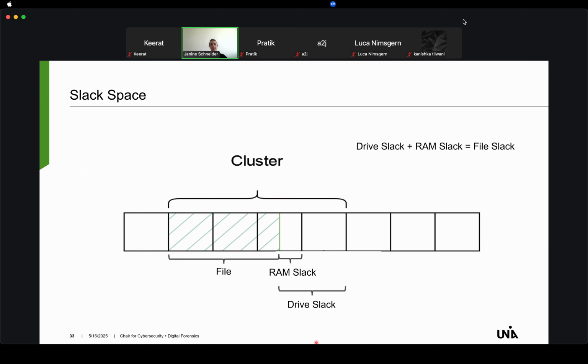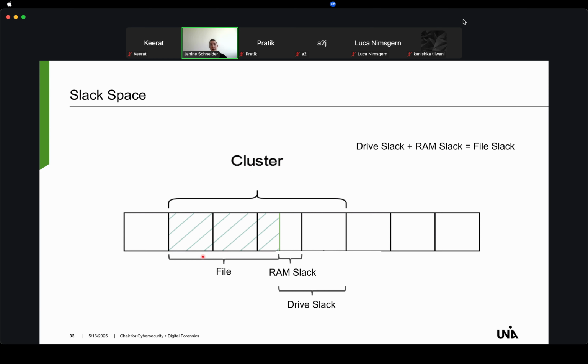We will talk about Slack space in greater detail again in another lecture, but because we are talking about SSDs and HDDs, it is also important to know that there is such a thing as Slack space and that it behaves differently for SSDs and HDDs. So what does Slack space mean? When you write data or a file, the file system usually uses clusters, sectors or blocks.